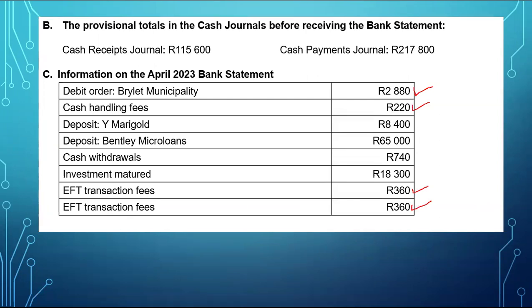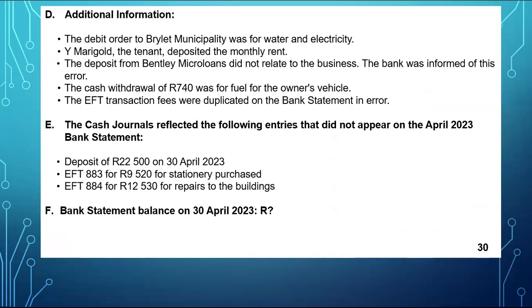I need more info about this because I realized that the EFT transaction fees of 360 appear twice. Same amount. Red flags. Let me just read. Okay, this one over here, we have dealt with it. Now they're talking about why Marigold, the tenant, deposited the monthly rent. Let me just go straight to that one.